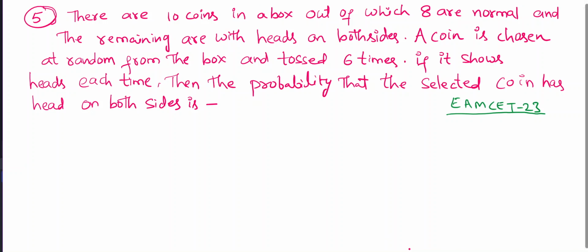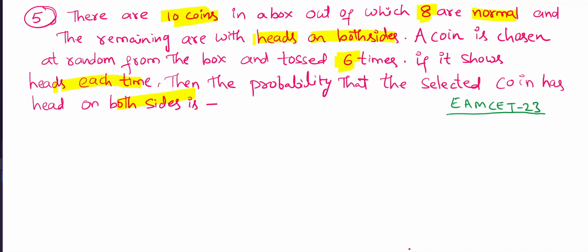This is the fifth question from probability. Here it is given there are 10 coins in a box. Out of them 8 are normal coins and the remaining are with heads on both sides. A coin is chosen at random from the box and tossed 6 times. If it shows heads each time, then the probability that the selected coin has heads on both sides is.